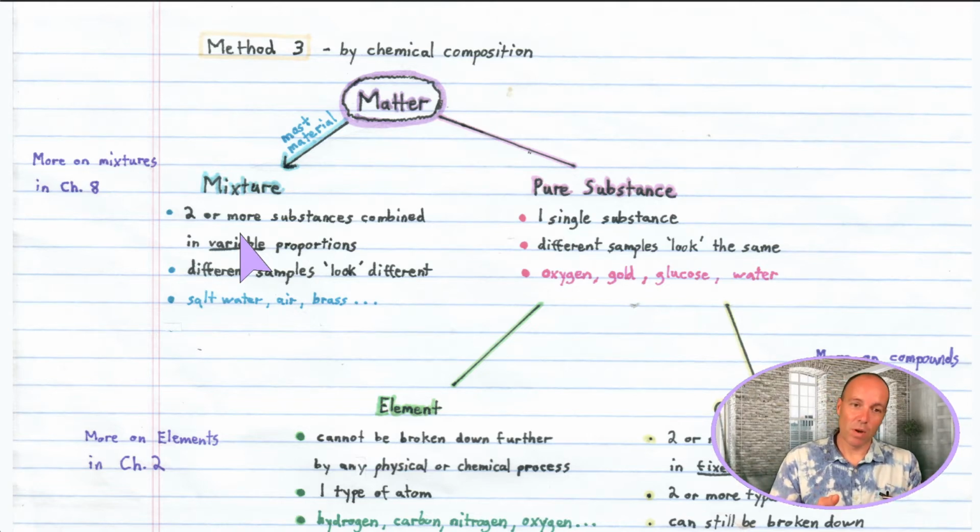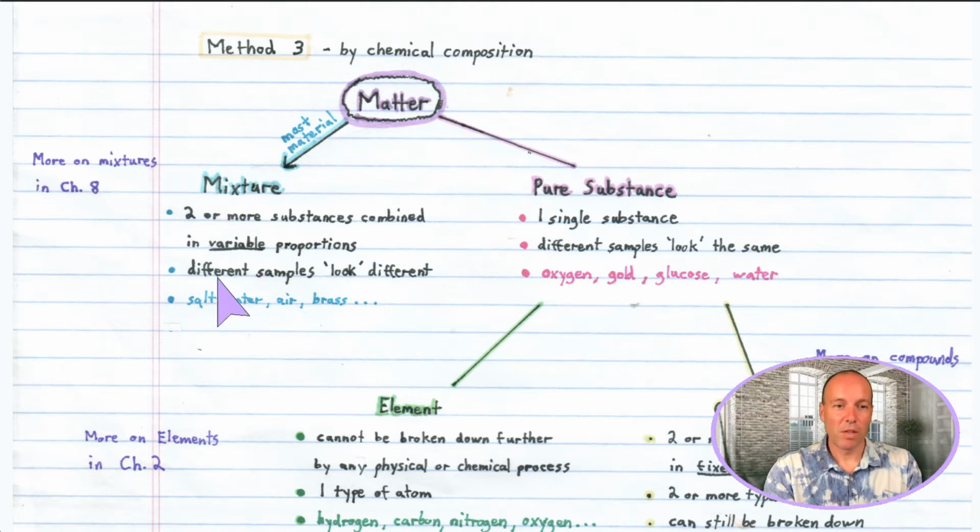If you get your salt water from the Dead Sea, there's lots of salt in there. If you get your salt water from a brackish lake, there's less salt in there. So different samples will look different. Okay? Different samples of dirt, depending on where you get them, would have different proportions of the substances in there. Some dirt might be very rocky, and other dirt might not be. So mixtures look different depending on where they come from.